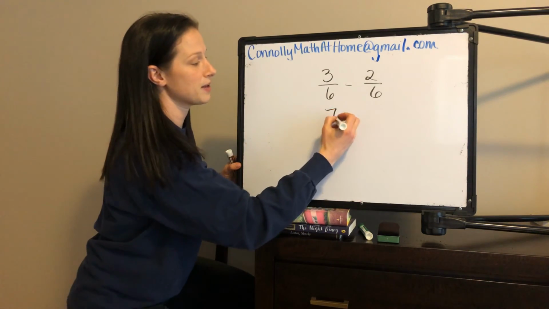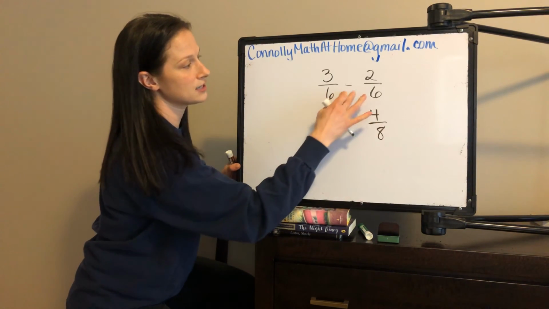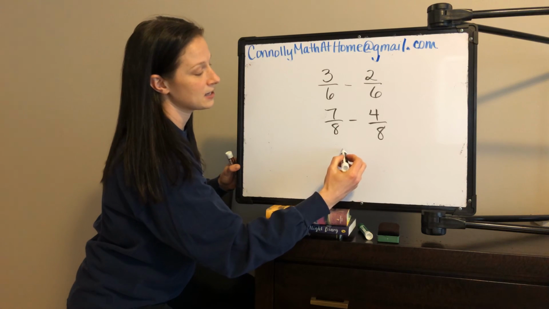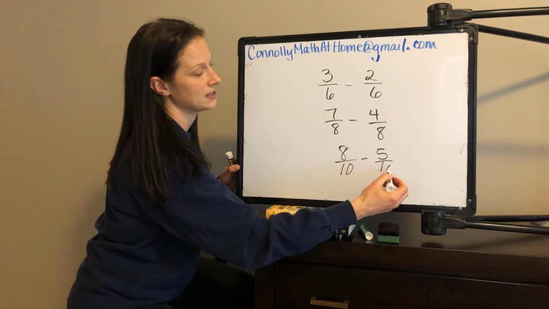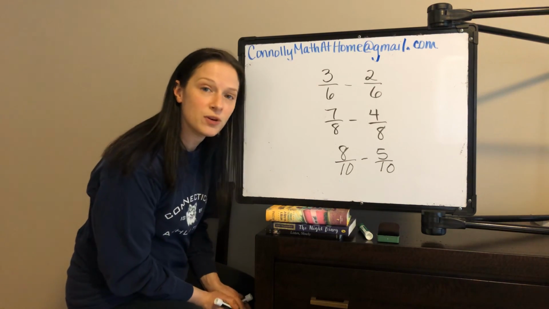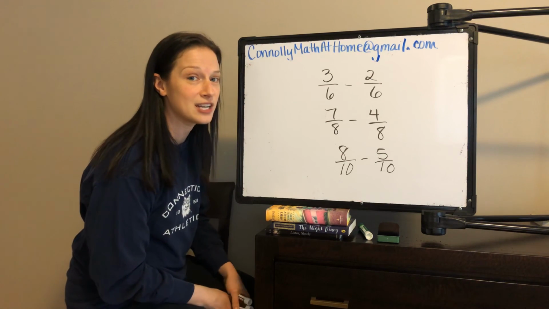So let's think about 7/8 minus 4/8. So you have 3/6 minus 2/6, 7/8 minus 4/8, and let's think about 8/10 minus 5/10. Okay? Pay attention to what's happening with the numerators, pay attention to what's happening with the denominators, and make sure you have a representation.